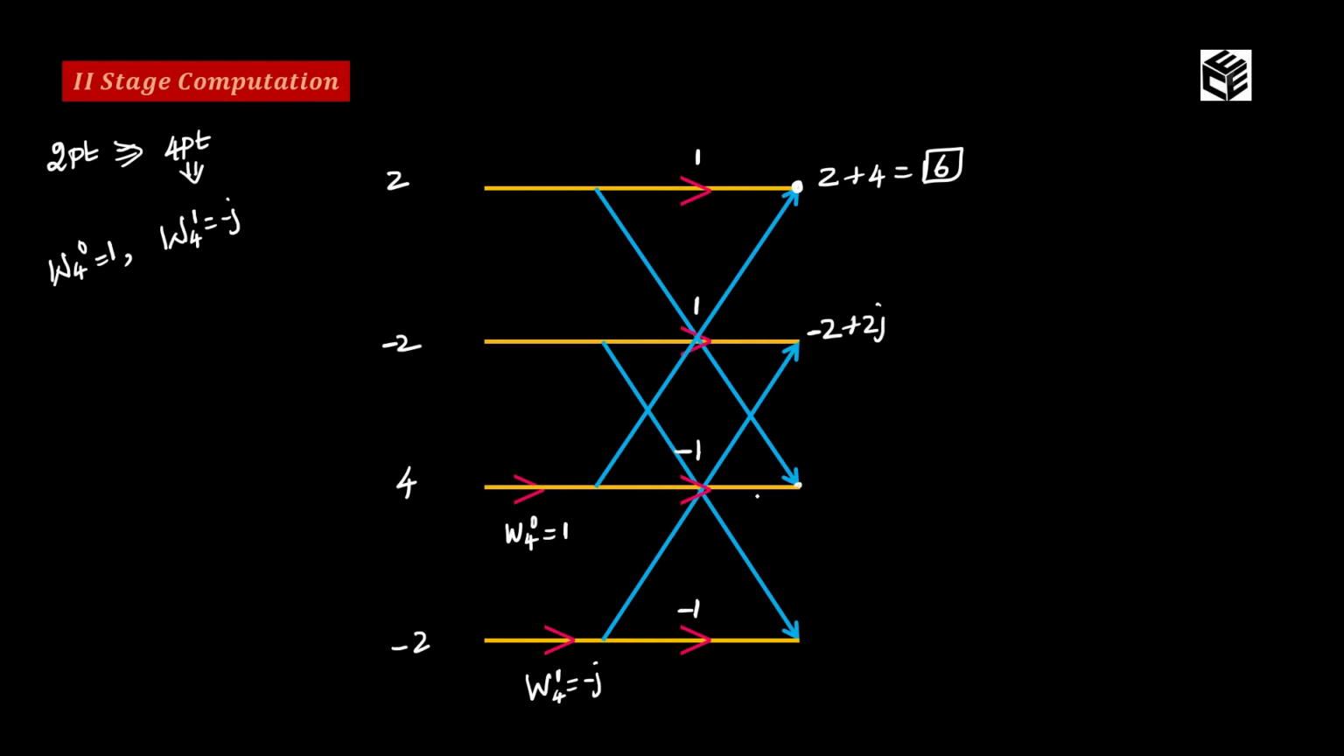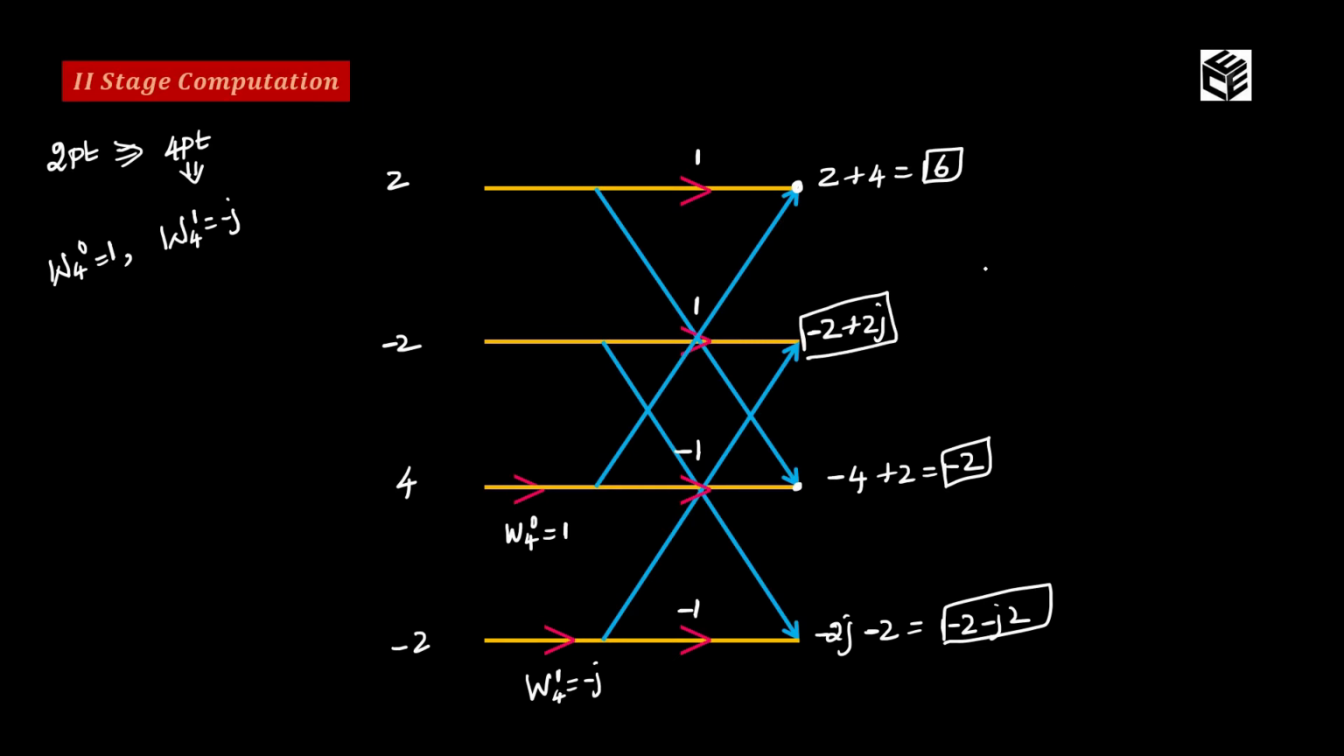Correct. And this line, the first input is 4 into minus 1. So it is minus 4 and this line is 2. Right. So minus 4 plus 2 is equal to minus 2. And this line here comes minus 2 into minus j, that is plus 2j into minus 1. So it is minus 2j and this line the value is minus 2. So I can write this as minus 2 minus j2. Correct. So these are the outputs of my second stage computation.